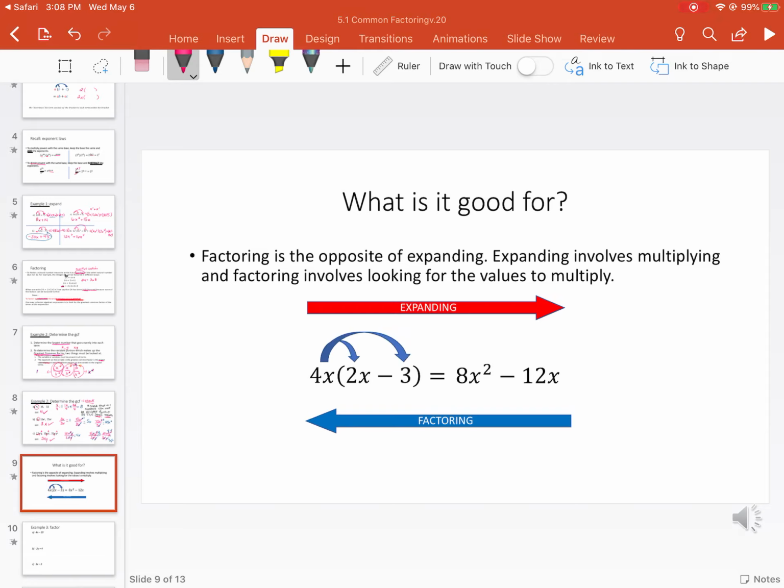So part of it is choosing the greatest common factor, but also we need to write something in what's called factored form. So that's really going to be important.